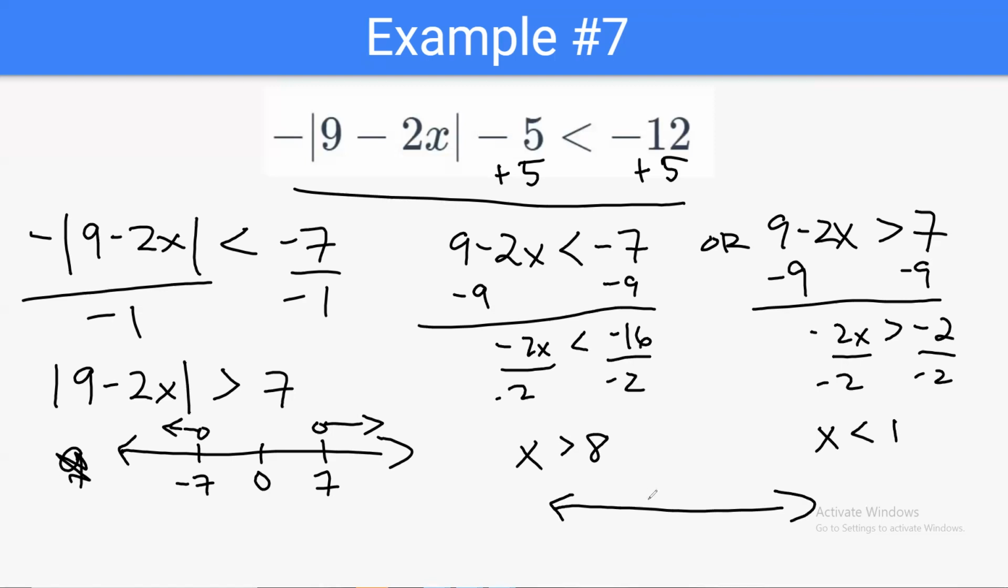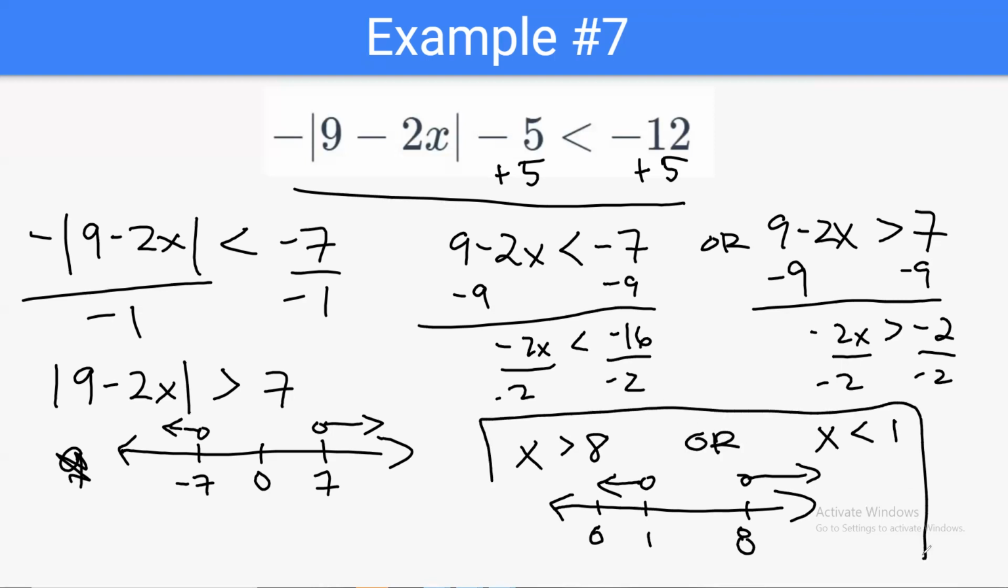So here we have 0, 1, and 8. Anything that's less than 1 or greater than 8, right? It's an OR statement. And that's my answer. Cool? Yeah? Understand that? Okay. That's the lesson for today. That is solving inequalities.